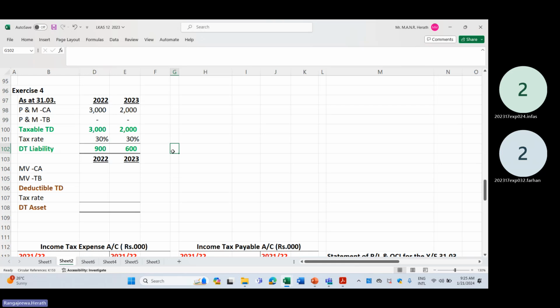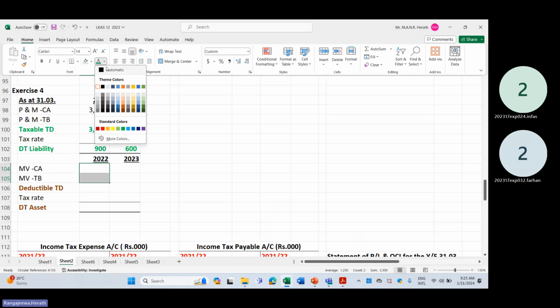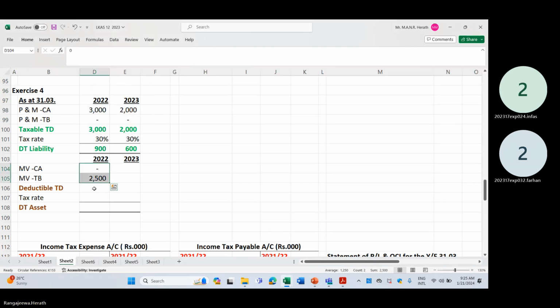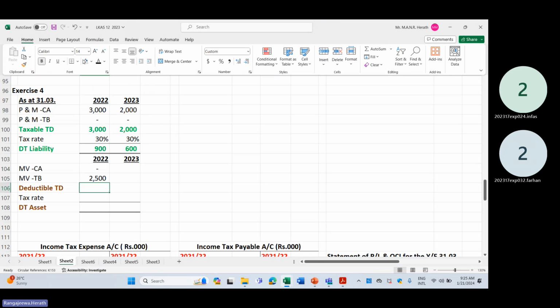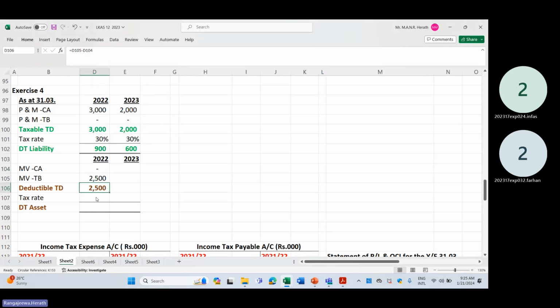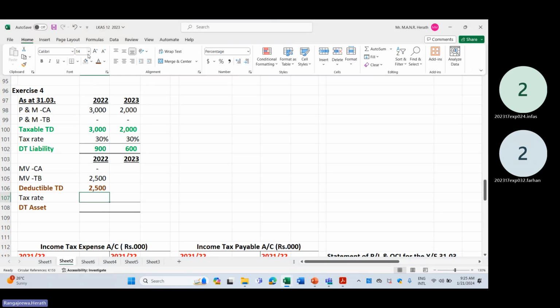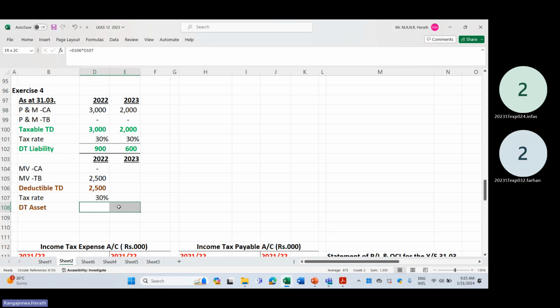So likewise, you can have the motor vehicle. Now, motor vehicle carrying amount 0, tax base 2,500. So carrying amount 0, tax base 2,500. So tax base is more. That means the difference is deductible. Multiplied by the tax rate 30%, you will get the deferred tax asset.